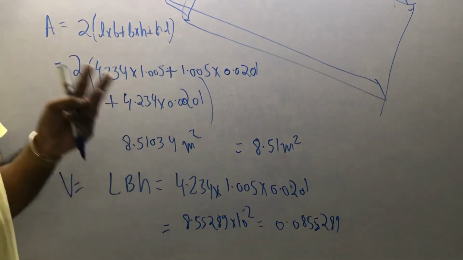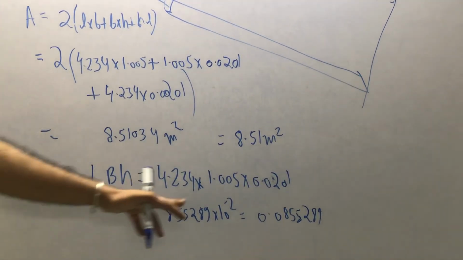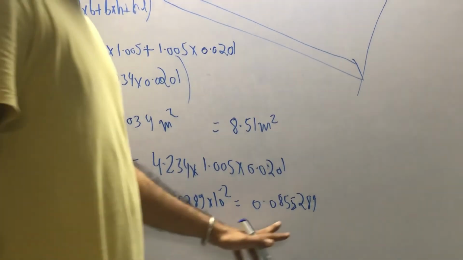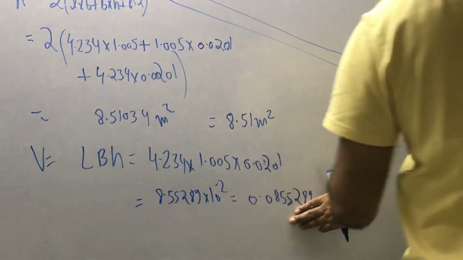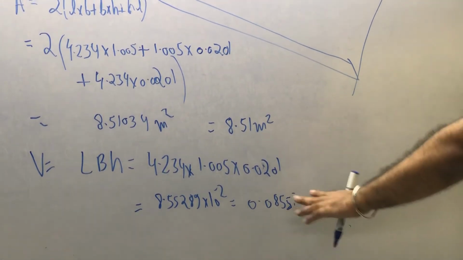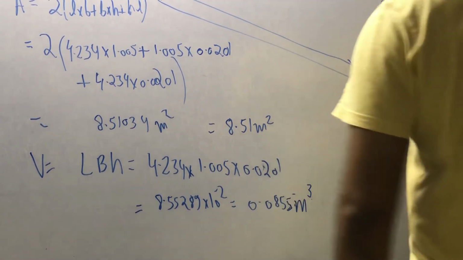The correct answer will be only up to 3 significant figures because the minimum significant figures are in 201. Okay, so you will take the answer as what? 0.855. Forget 289, because these are the first 3 significant figures. So this is the answer.